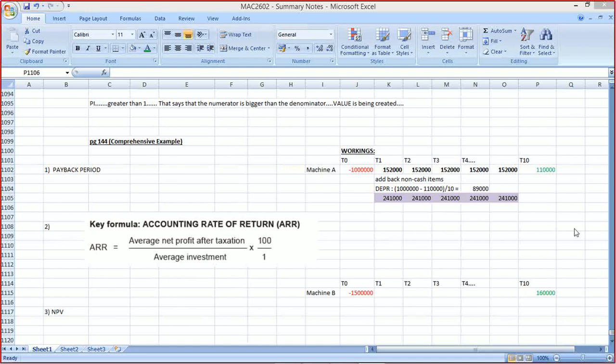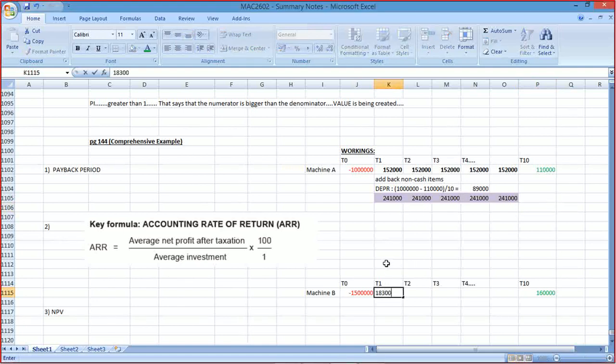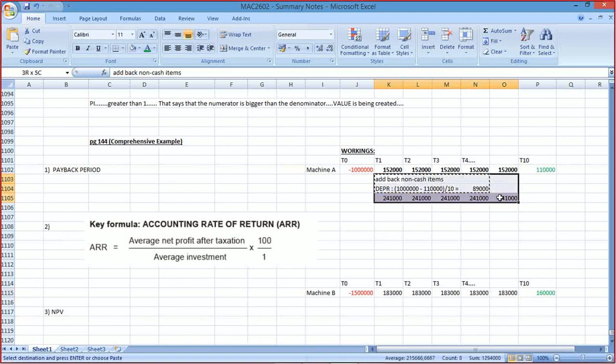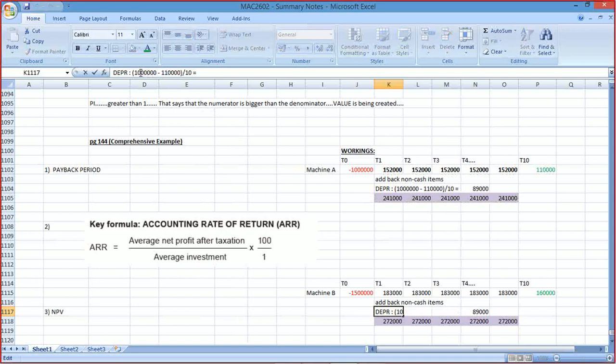We need to do the same thing for B. Okay, so what was B's cash flow? Let's check. B's cash flow was 183. Yes, 183. Right? Do you agree? Yes, sir. And then what must we do? Add back non-cash items. This asset cost 1.5. What is its residual value? 160,000.